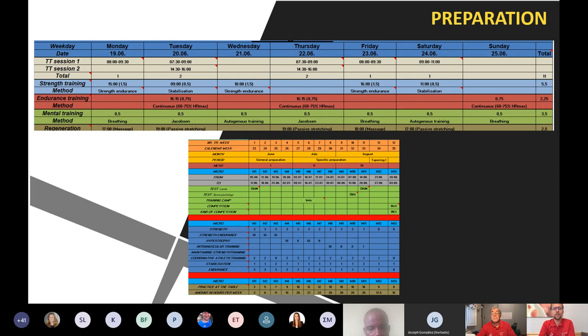So let's have a closer look at the general preparational phase, where 70 or 80% of the time is spent on developing aerobic endurance. So also for strength sports, the objective is strength development. For the team sports, only very basic technical and tactical skills are practiced and no competitions. It generally lasts from 6 to 16 weeks.